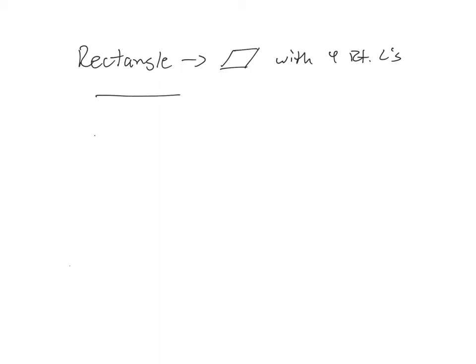The next special one that we want to talk about is a rectangle. We know about a rectangle. So a rectangle is a parallelogram with 4 right angles. So if we draw a rectangle, typically we just kind of go, oh, that's a rectangle. Yeah, well, opposite sides are congruent.